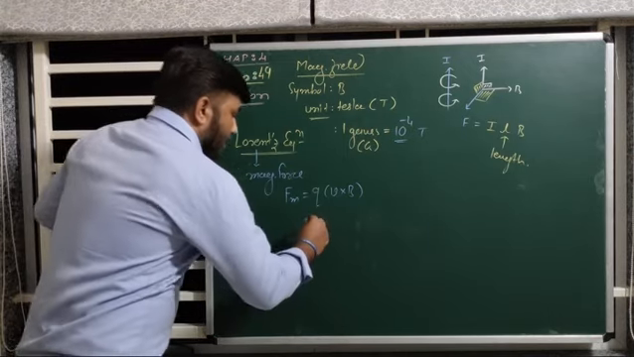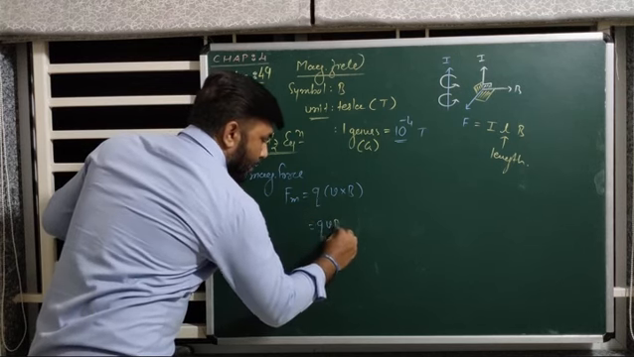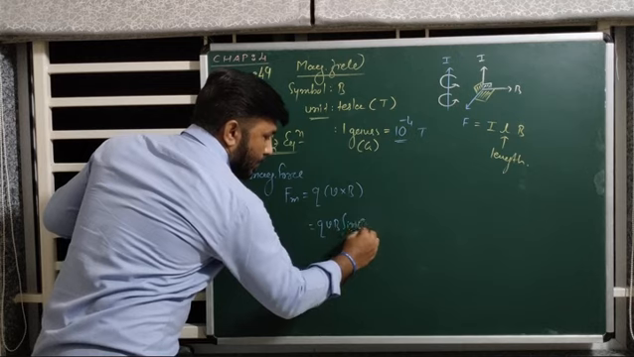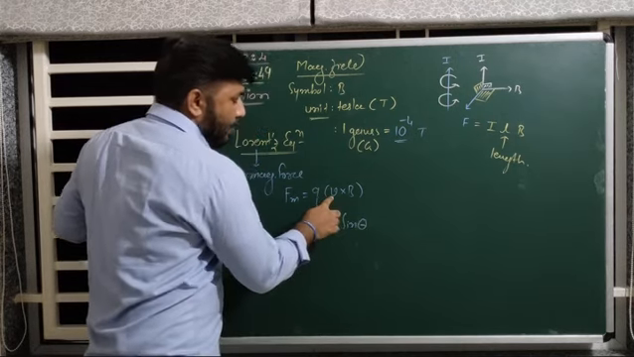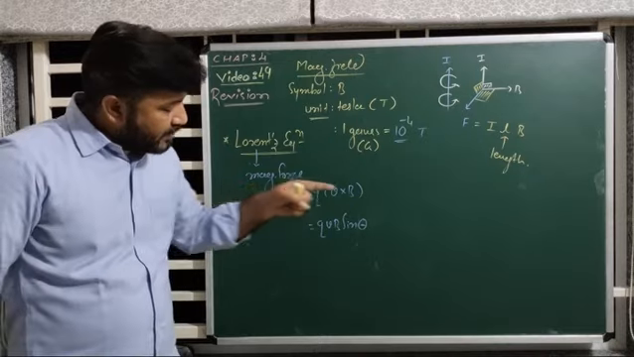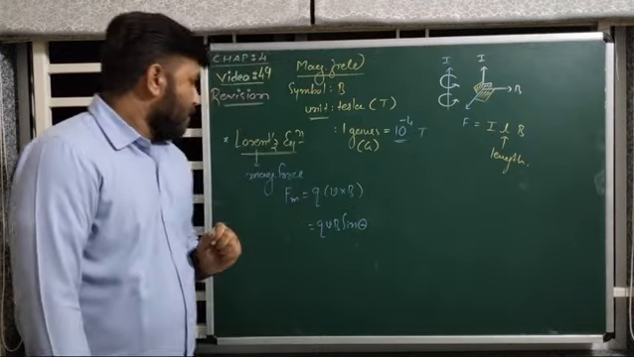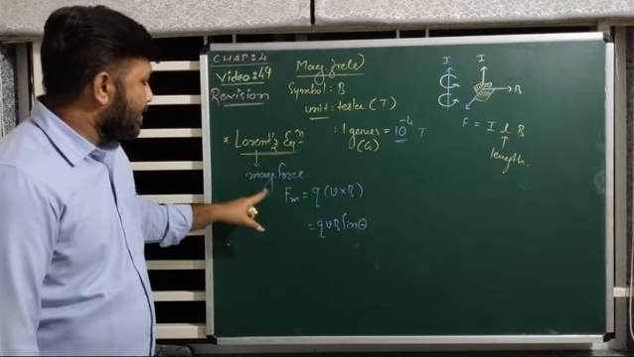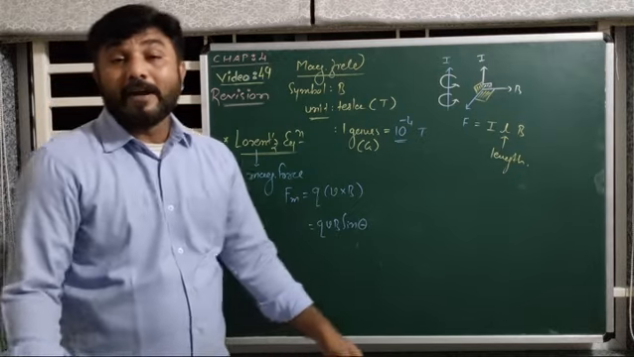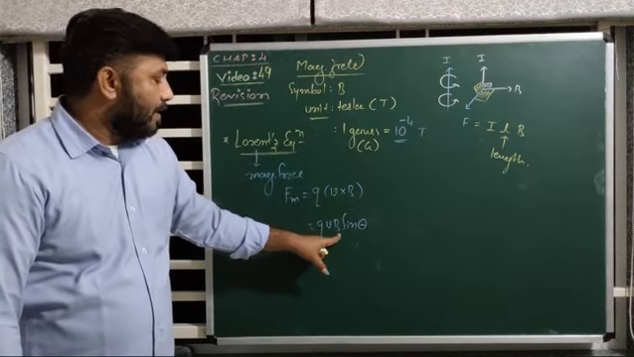So this equation can also be written as QVB sine theta. What is theta? Theta is the angle between the velocity of the charge and the magnetic field. Okay? So this is the Lorentz equation, as well as the equation of magnetic force. F is equal to QVB sin theta.